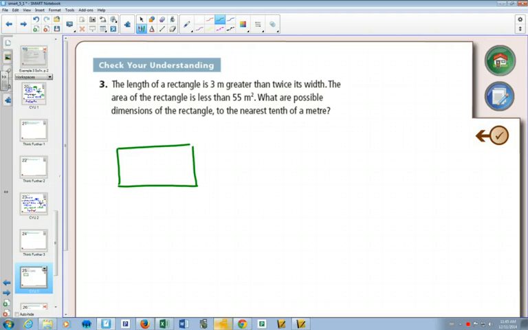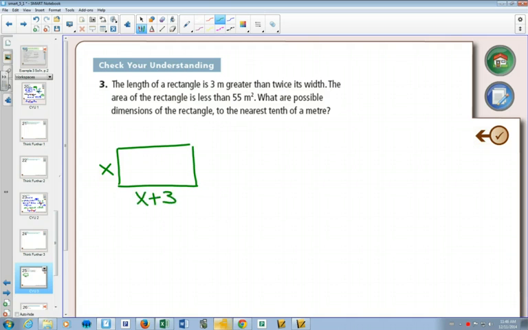How do I write this down? There's my rectangle. I have my width. I have my length. There's a relationship between the length and the width. Often you start with saying, okay, I'm going to make x my width. How long is my length? Is it just 3 more?